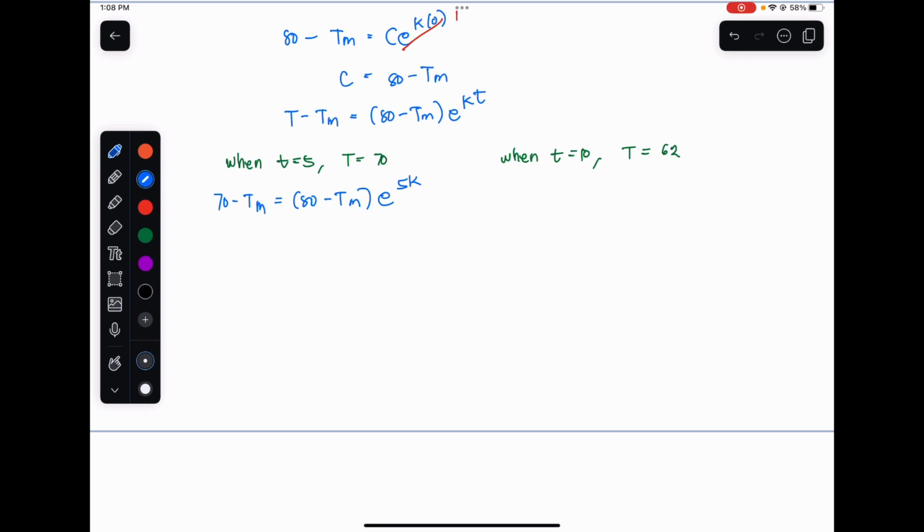So I can transpose the 80 minus Tm to the left hand side, by cross multiplying it, giving us e raised to 5K. So that is our working equation 1. For the second one, we substitute when T is 10, so the temperature is 62.